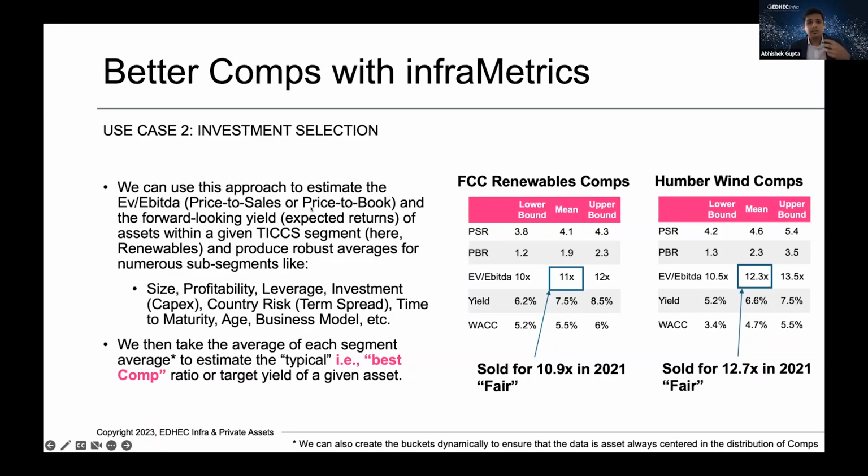But the key thing is that you can do this approach using as many subsegments as you want, by age, by business risk, by risk factors, by time to maturity, by corporate governance, by industry. So all those splits are possible. And you can even create dynamic buckets. So you don't have to standardize, say, 5 buckets for size factor. You can look at the size of the FCC Renewables project and create buckets based on that. So that could be a dynamic classification.